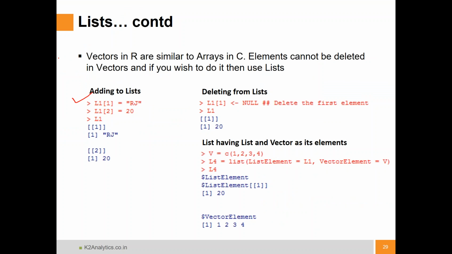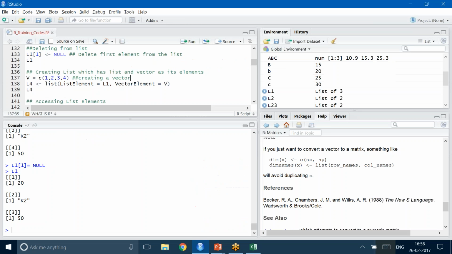Now here what we are going to create is a list having a list and a vector as its elements. We have already seen a list having two lists as its elements. Now we are going to see a list having one element as a list and another element as a vector. So here I am creating a vector. The name of that vector I am giving is capital V and the values are 1, 2, 3, 4. Second, I am creating L4 as a list where the first element, list element, is equal to L1, and vector element is equal to V. Okay, so let us see that.